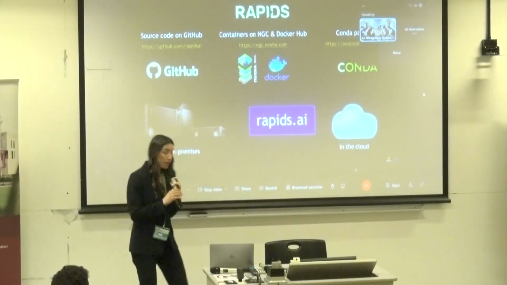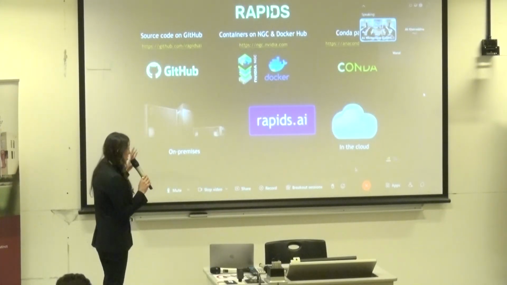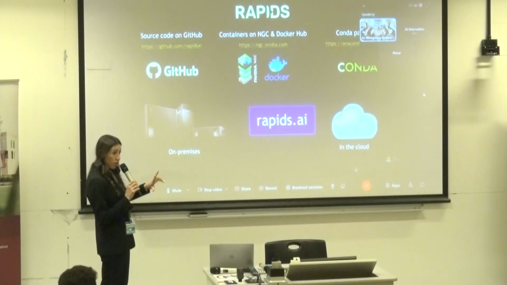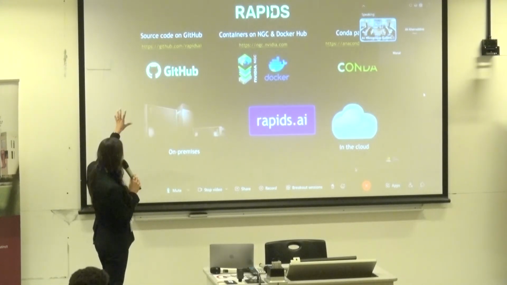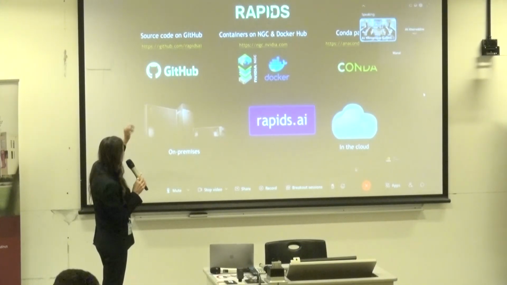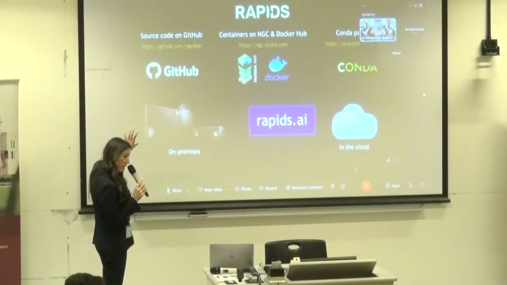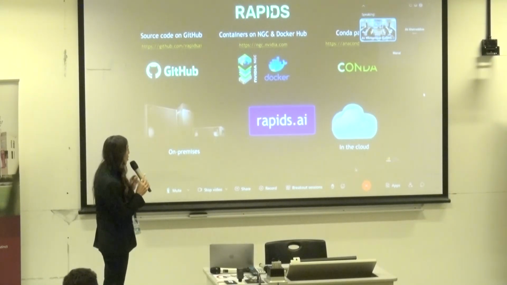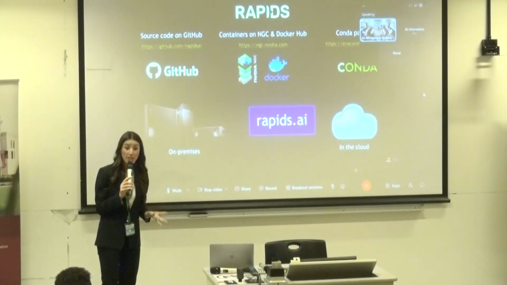So how do you install Rapids? There are two ways of installing and downloading this framework. You either find it on GitHub, where it is available as open source, so you can see the source code there. However, it's not my recommended way of downloading and using this framework. I would recommend using it as a container on NGC.